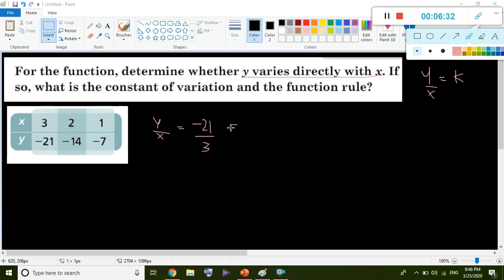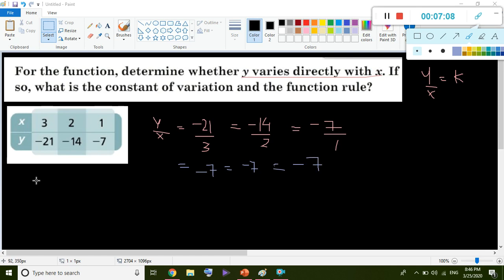And for the second one, it's going to be negative 14. We're going to check if all of them are equal or not. Negative 14 over 2. And the third one is going to be negative 7 over 1. So now let's check the answers here. It's going to be negative 21 over 3, which is negative 7. And here, negative 14 over 2, which is also negative 7. Let's check the last one here. It's going to be negative 7 over 1, which is equal to negative 7.